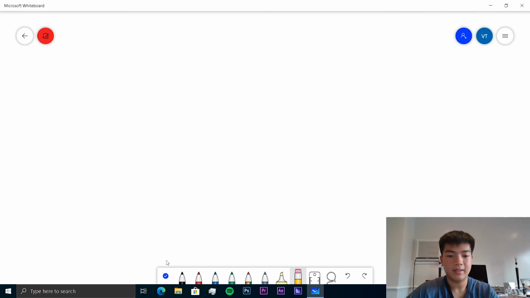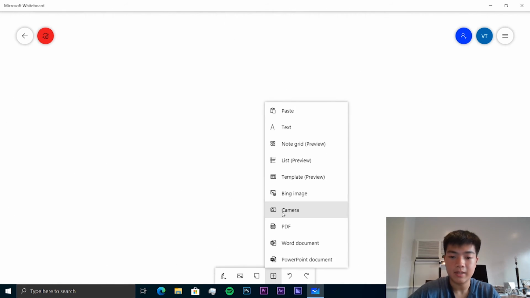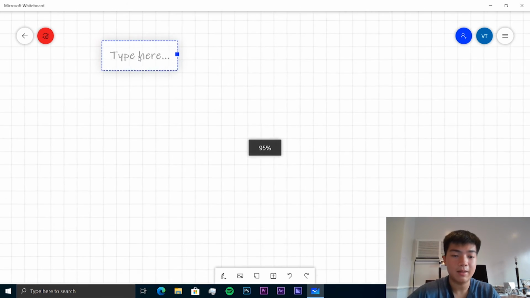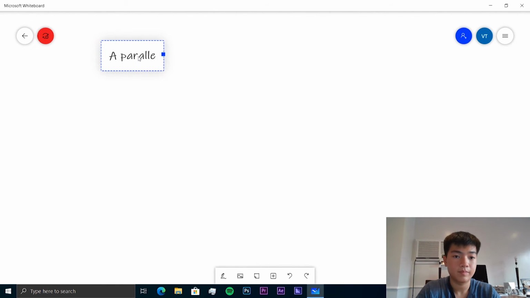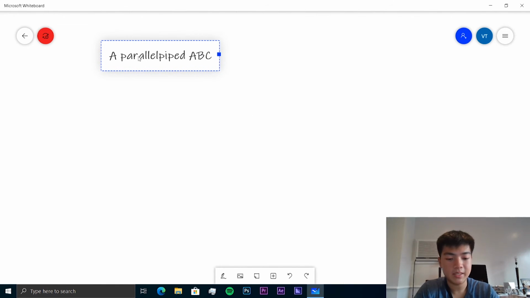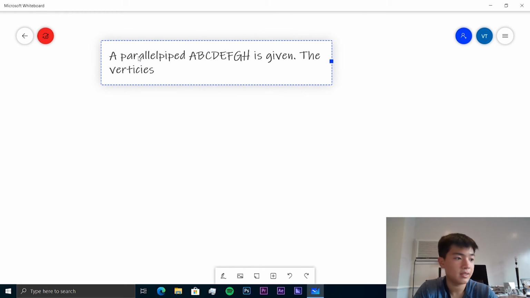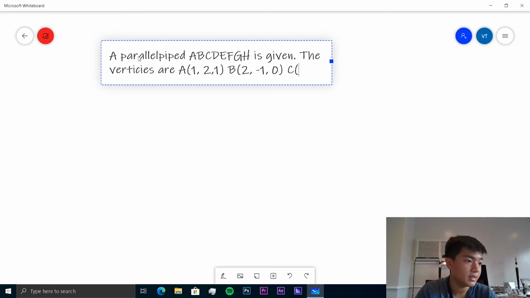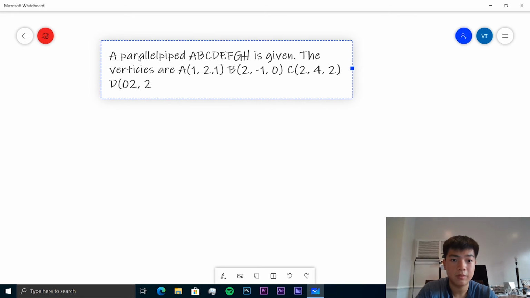Nice. Okay, the next question is, we have a parallelepiped A, B, C, D, E, F, G, H given. The vertices are A is equal to 1, 2, 1. B is equal to 2, negative 1, 0. C is equal to 2, 4, 2, and D is equal to negative 2, 2, 2.